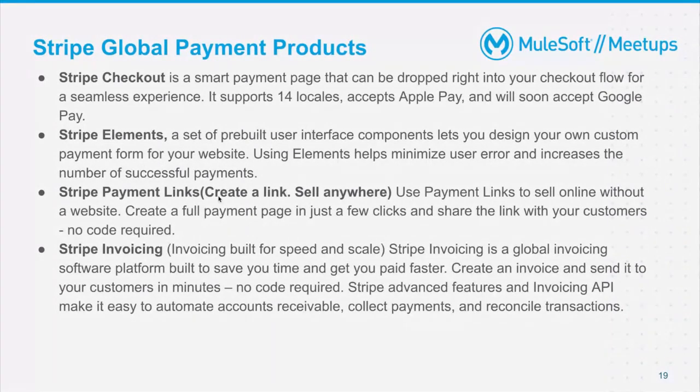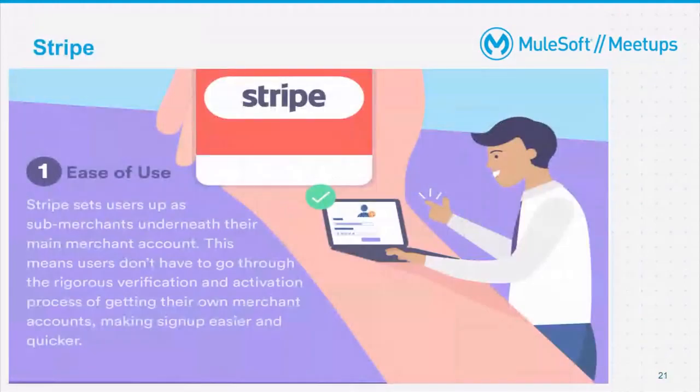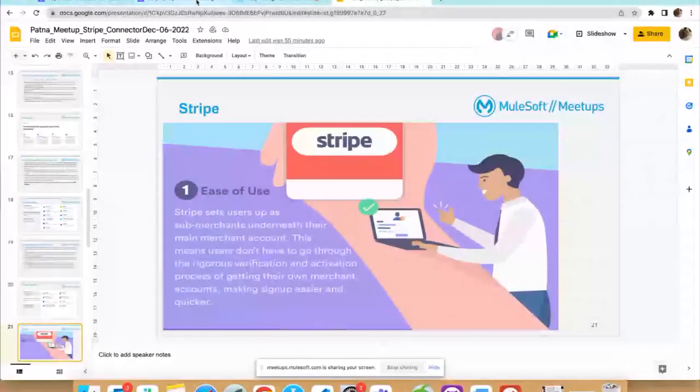And even if we don't want all this checkout, they are giving the flexibility to create a payment link. So we can share the payment link with the customer to pay the amount. So there's no coding required. Invoicing also, and likewise, they have a few more. There are many products. So let's go here once, I will just show you.